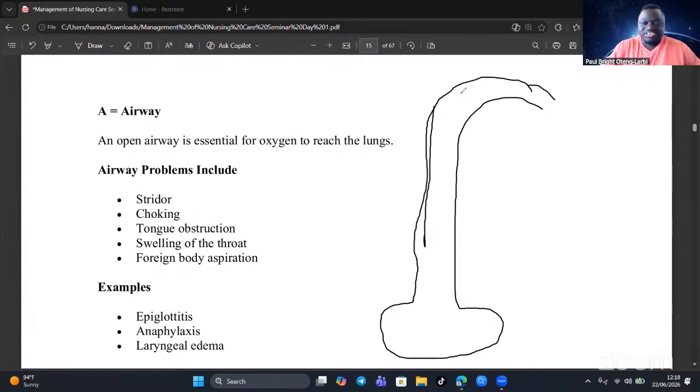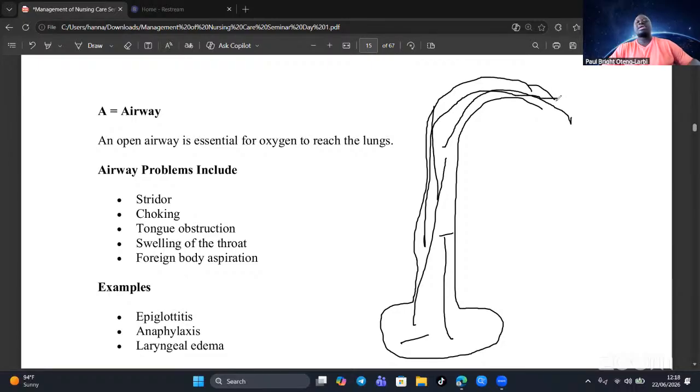The patency of this way: oxygen has been breathed in, it is going down, and nothing is stopping it on the way. Carbon dioxide is coming out, nothing is stopping it. That is what we call airway patency.